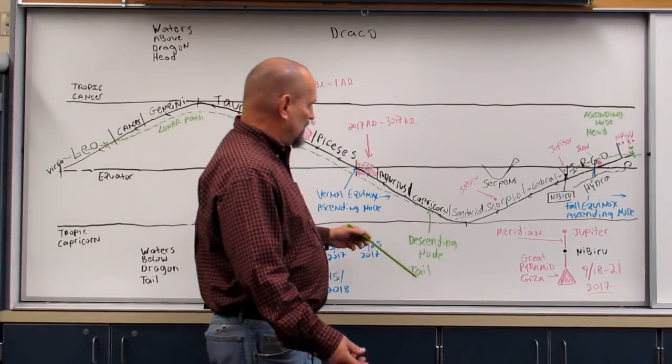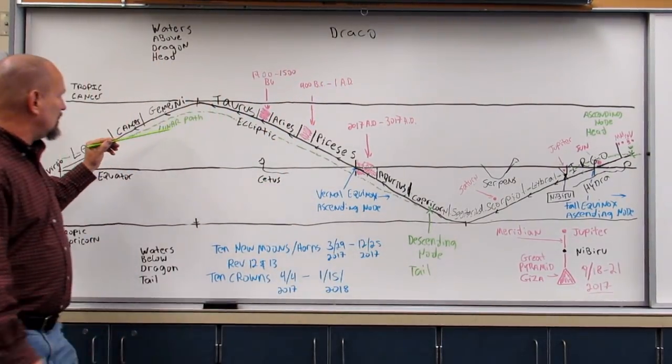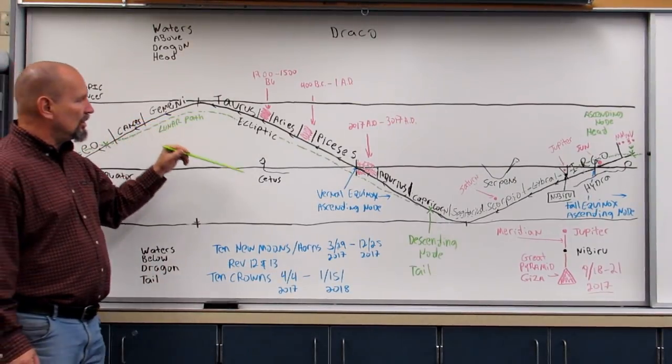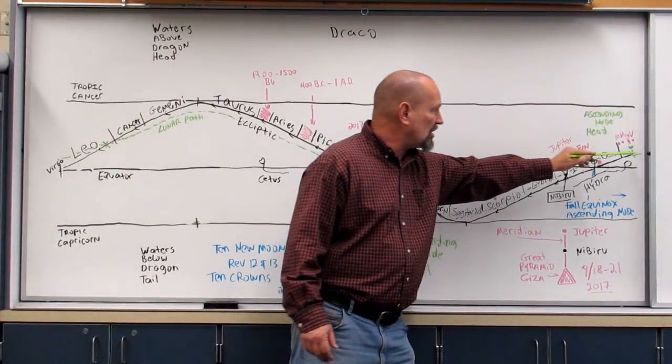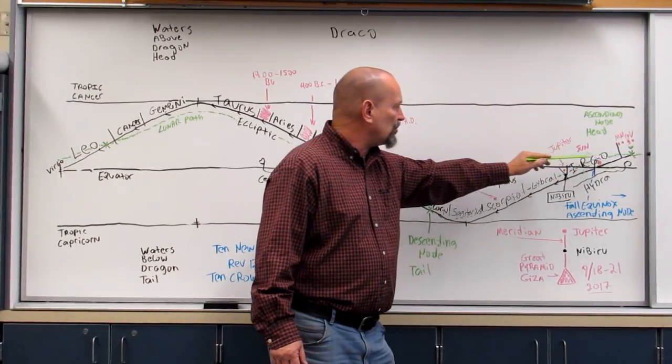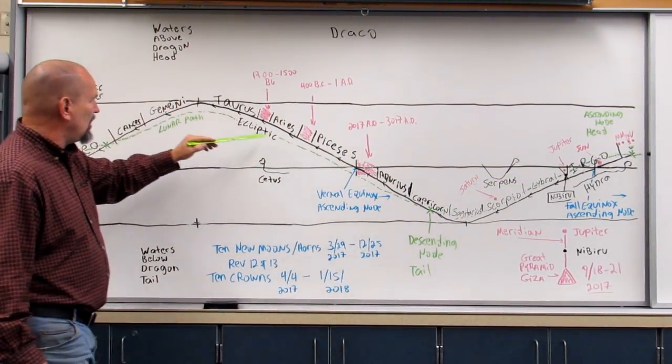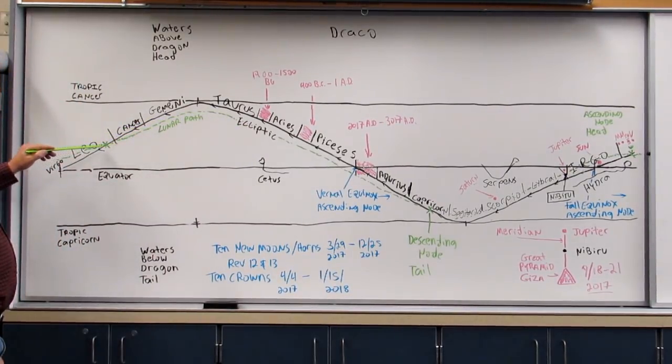Okay, we have what's called here, this green path right here. This is the lunar path. As the moon is coming from this direction, it's headed this way, comes around through here, drops down below here, comes up this way, and drops up through here.